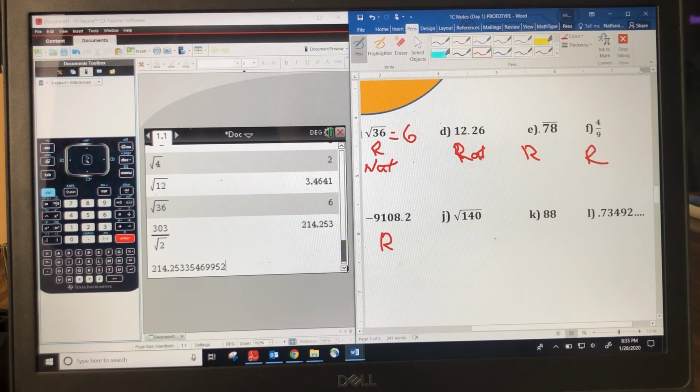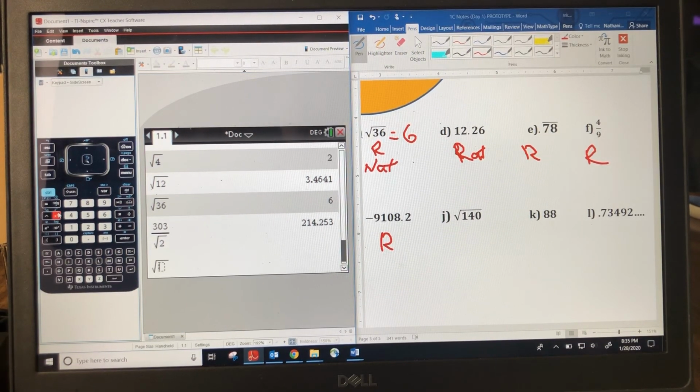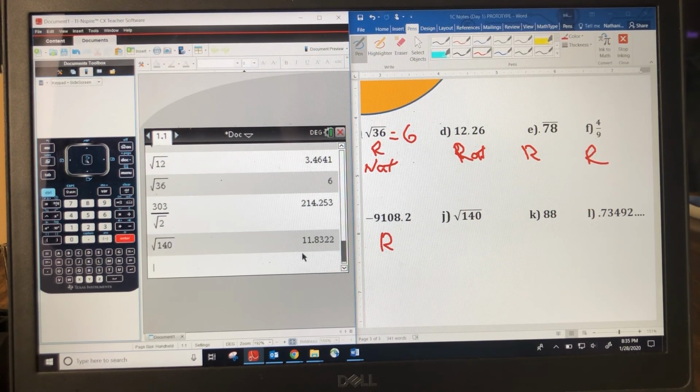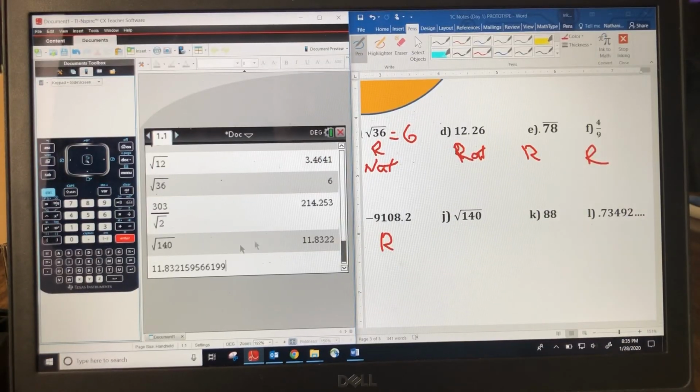All right, square root of 140. Well, let's double check this one again. It's always good to check these if you don't know. If you can't think of two numbers that multiply to that number and are the same number, double check it. So let's see, square root of 140. 11.8322. Let's double check. Nope, that one goes on forever too. So that one's not good. All right, so that is irrational.